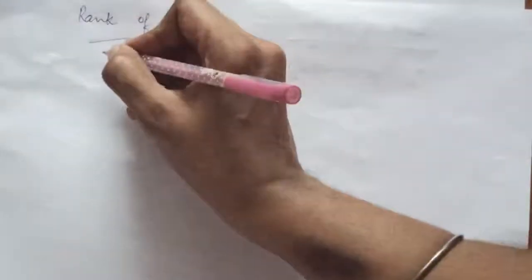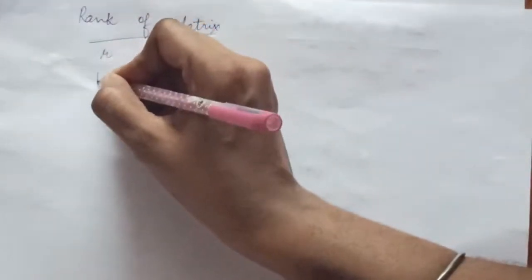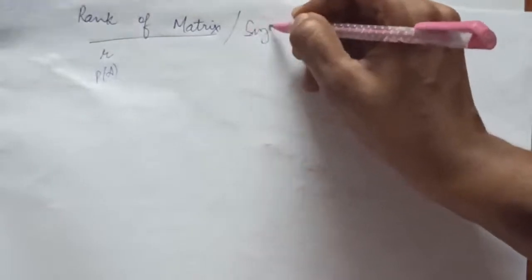The topic for discussion is rank of the matrix. Rank of a matrix is denoted with small r, or in some books it has been written ρ(A). So both are the signs to know that this is rank of the matrix. The rank of the matrix is basically the size of the matrix. We have seen 3 by 3 matrix, 2 by 2 matrix, or 2 by 3 matrix. Whatever is the size of the matrix, that becomes the rank of the matrix.